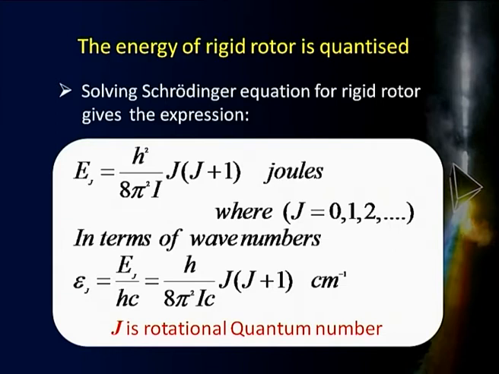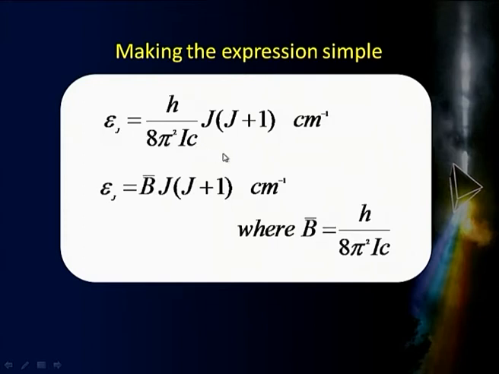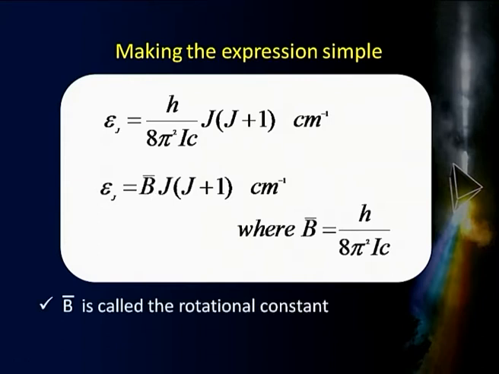Once we get this expression, what does it mean? Before we go further, let's try to make the expression a little simpler. We had epsilon j equal to h by 8 pi square I c, into j into j plus 1. Let's see that the terms here, h, 8, pi square, and I, the moment of inertia for a given molecule, are constants, and c is a constant. So, this whole thing is a constant, and we call it B bar. B bar is called the rotational constant. Okay. So, our expression now becomes very simple: epsilon j is equal to the rotational constant B bar, into j into j plus 1, centimeter inverse.